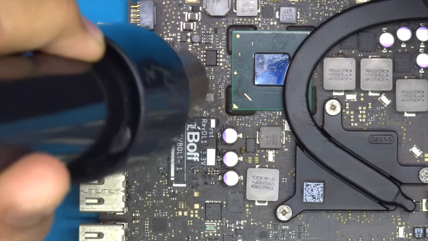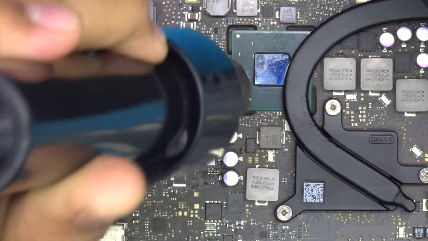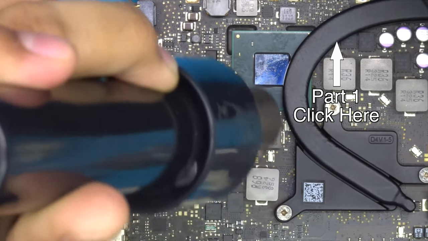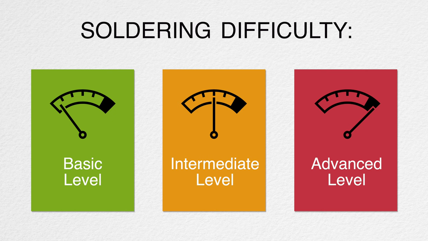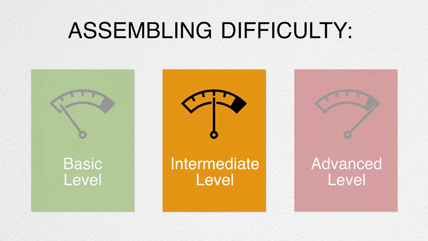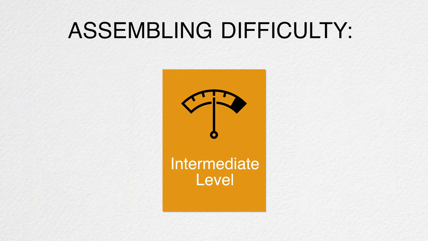If you haven't watched the guide on how to solder the NVMe adapter to the A1278 main logic board, you can click here now. In this guide video today, we'll not require any soldering skills, but if you basically know how to disassemble and reassemble the whole Mac safely, then this guide is pretty much easy for you.